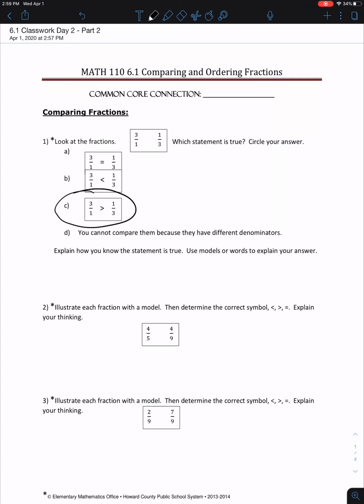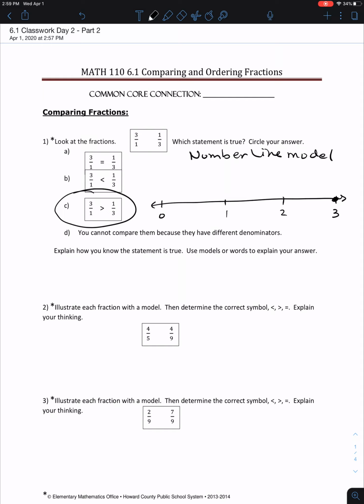And then how do we know this statement is true? So again, I'm going to show you both models because this is the typical way we would do it. So first let me show you the number line model. In this case, 3 over 1 is the same thing as 3, so I want to make sure I draw my first diagram so it goes out big enough. So 3 over 1 is going to live there on our number line.